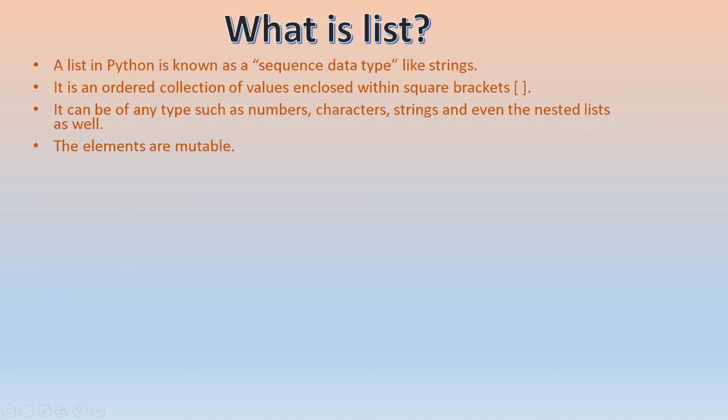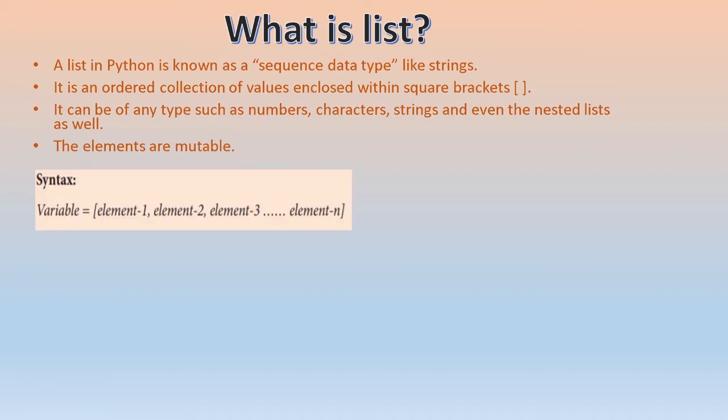So it can have numbers, or a character, or a string. If it is a number, it can have an integer number, or another element can be of fractional data, or another element can be of string, like that. The elements are mutable. That is, the element values can be changed. String is an immutable one, but here list elements can be changed.